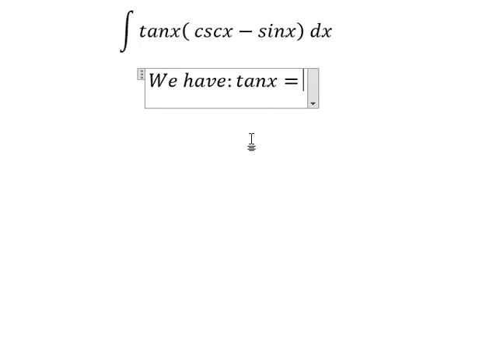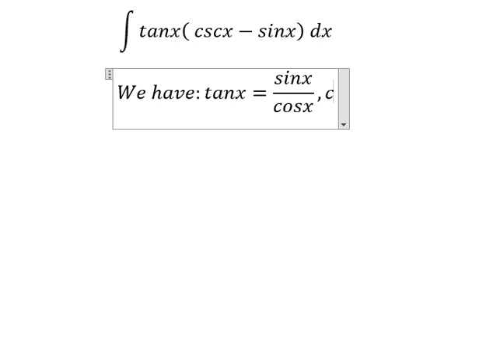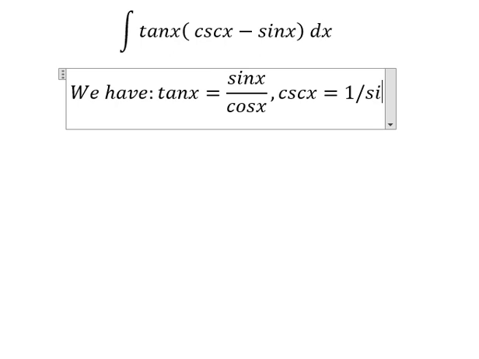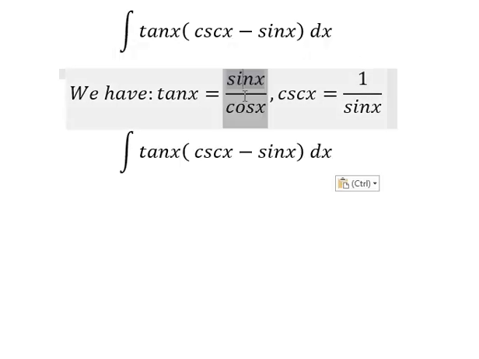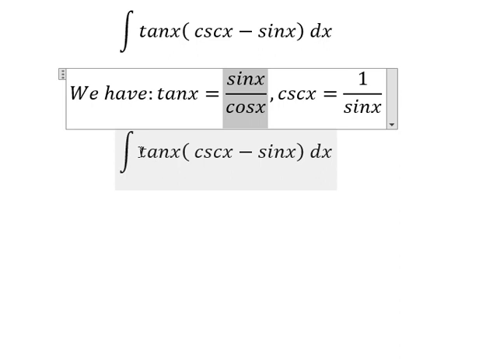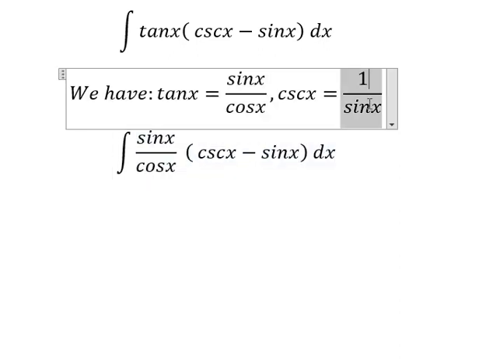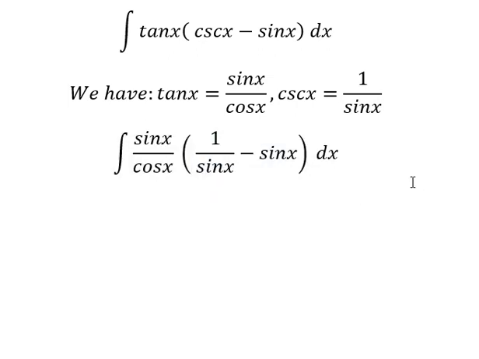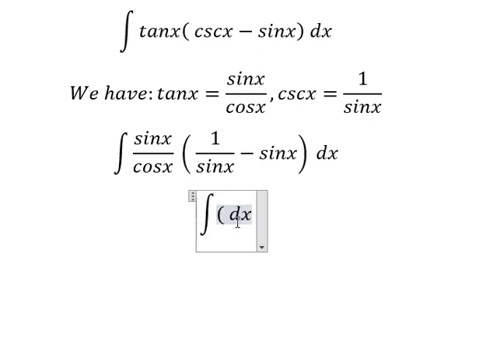Tan x is sin x over cosine x. Cosecant of x is 1 over sin x. So I will put this one here, and this one is this one. Next, this one multiplied by this one and sin x. And now we have it like this.